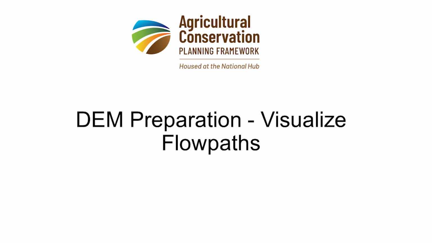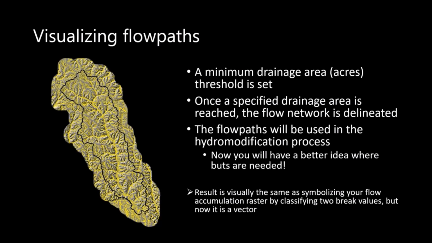In this video, we're going to discuss the Visual Flowpaths tool. The results of this tool will be used to help with the hydroconditioning process. The output is a line feature that represents a flow path with a minimum area threshold set. Once that minimum threshold has been reached, the flow network begins to delineate.